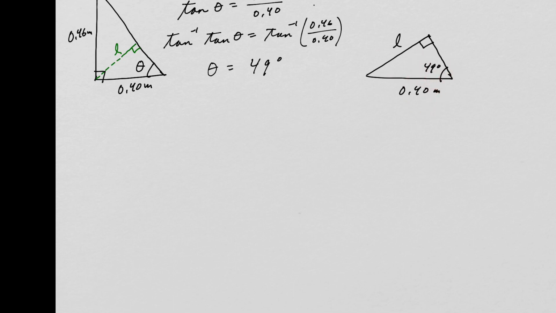So what trig function relates opposite and hypotenuse? That's sine. So I know that sine of 49 degrees is equal to L over 0.4. That means L is going to be 0.4 times sine of 49 degrees, and that ends up being around 0.302 meters.